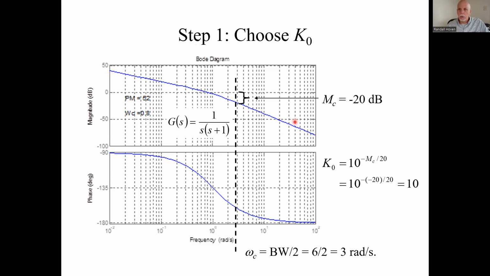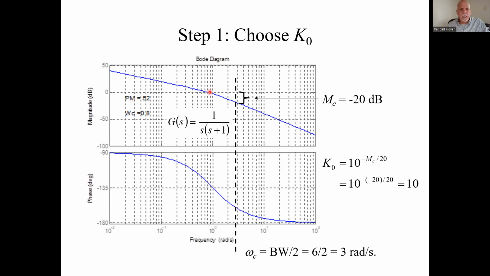Here is the Bode plot of the uncompensated plant. We want the crossover frequency to be 1/2 the bandwidth. Remember, the bandwidth is approximated as twice the crossover frequency. So the desired crossover frequency is half the bandwidth. 6/2 is 3. Here's the omega equals 3 line. Here's omega equals 1, 2, 3.